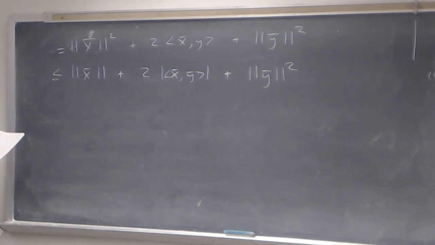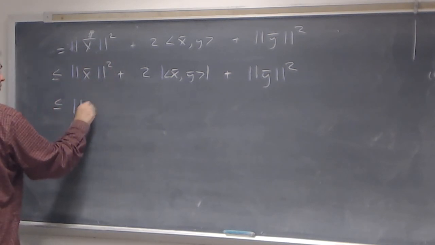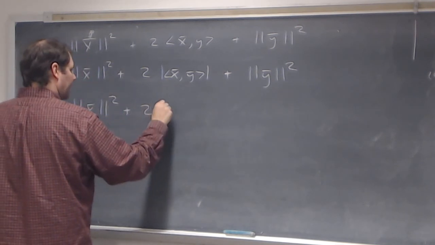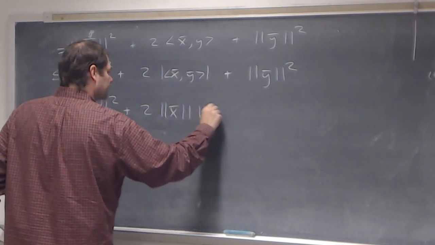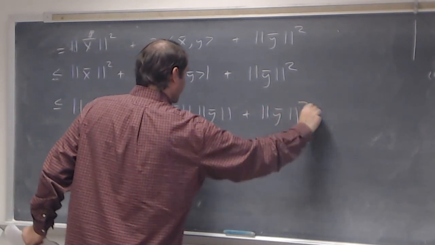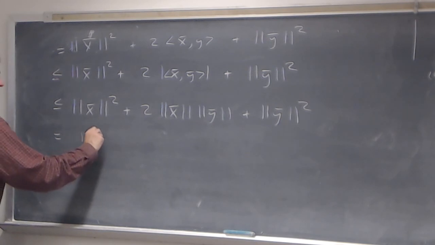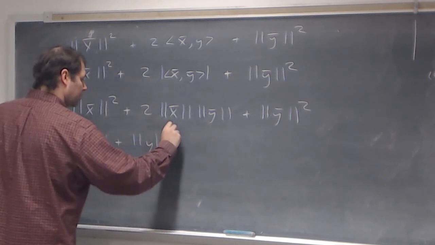And then this is going to be less than or equal to the norm of x squared plus, by the previous problem, this can be replaced by the norm of x times the norm of y, and it gets bigger, plus the norm of y squared. And then this is equal to the norm of x plus the norm of y, factored, squared.